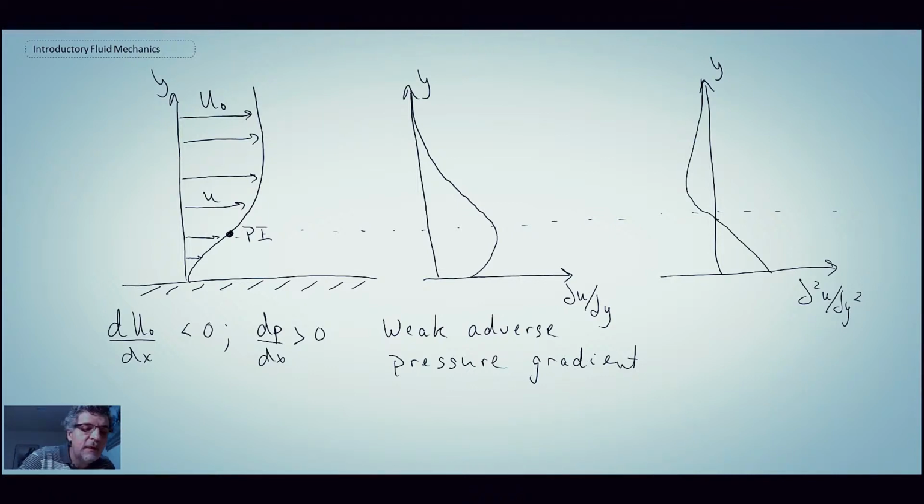So in this case, what is now happening is we have a point of inflection that is above the wall, and we can see that the zero crossing with our second derivative is now also above the wall, and that is the point where the first derivative of u with respect to y is at a maximum, and the second derivative would then be 0 at that location. And consequently, this is a case where we have no separation, but the point of inflection is in the flow.